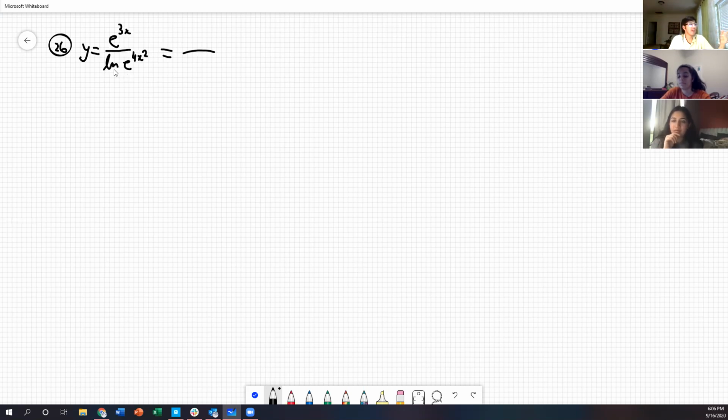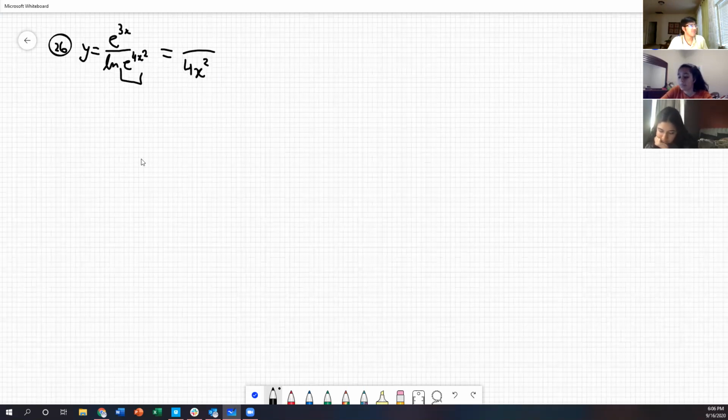Just think, if I'm taking the natural log of e to something, the question is, e to what power equals this? And obviously, e to whatever power is up here is going to equal e to that power. So this is just 4x squared. Since these are inverse functions, you don't need to worry about that. So we have 4x squared in the denominator, and in the numerator, of course, we have e to the 3x.